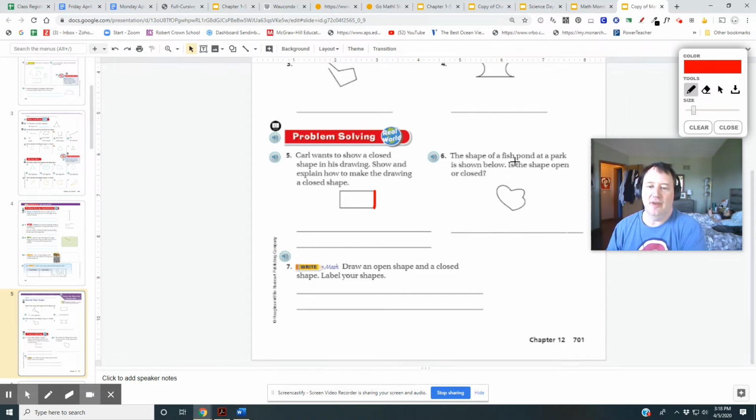The shape of a fish pond at a park is shown below. Is the shape open or closed? Closed. Draw an open shape and a closed shape. Label your shapes. That is a closed shape. That is an open shape.